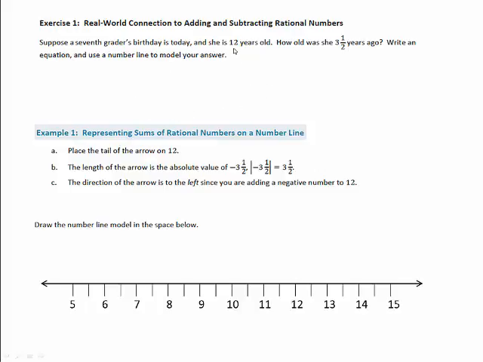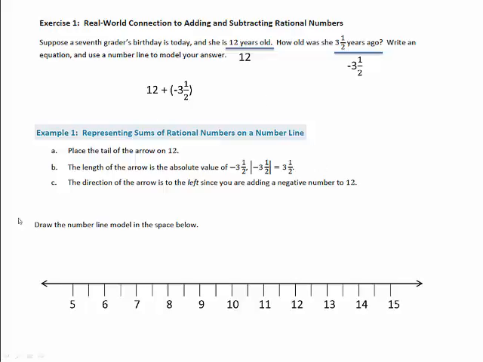We have to figure out how to represent the two numbers: 12 years old today and 3.5 years ago. So 12 years old, that's a positive 12. 3.5 years ago, that means we need to go back 3.5 years, so that's a negative 3.5. If we add those two numbers together, 12 plus negative 3.5, or we could use subtraction, 12 minus 3.5. But either way, here's what it would look like.